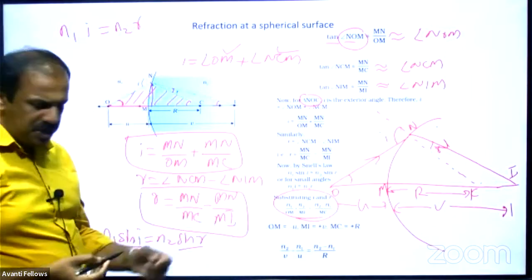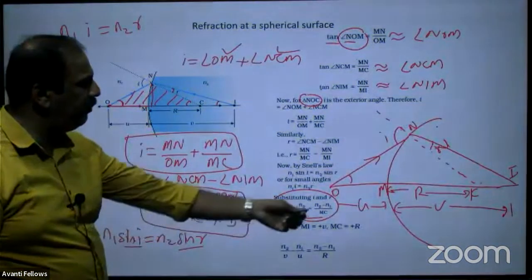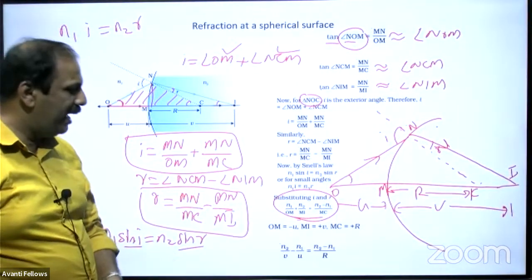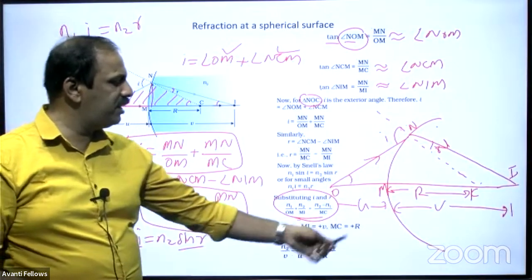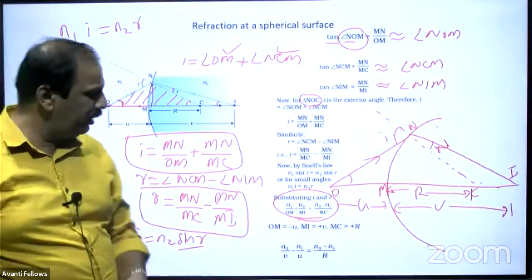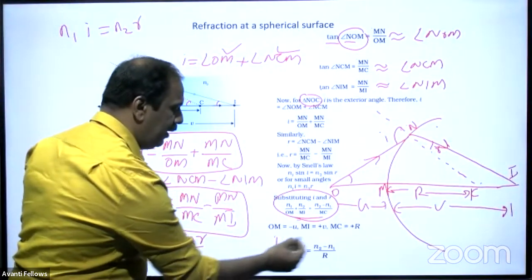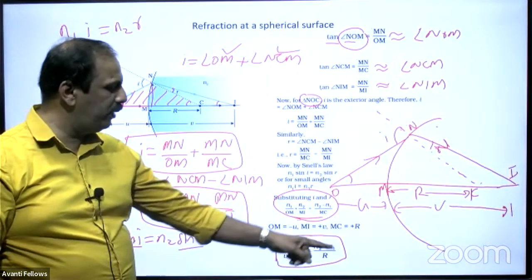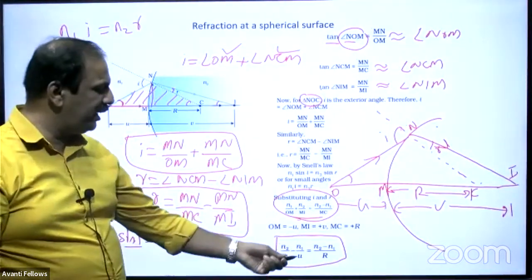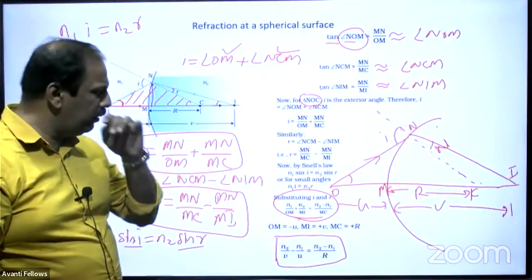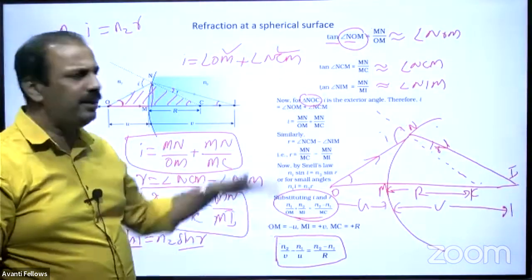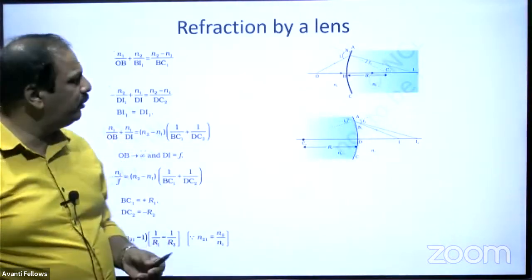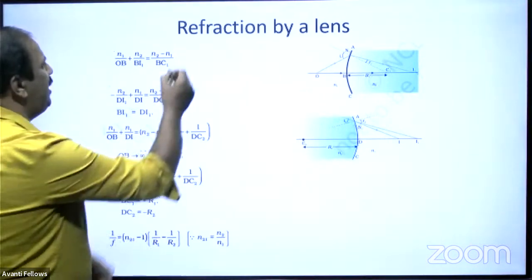In that equation, OM, MI, all those things you can substitute using OM is equal to minus U, MI is equal to plus V, and MC is equal to plus R. All these values we have to substitute, so that we will get N2 by V minus N1 by U is equal to N2 minus N1 by R. So you'll get an equation like this. This is important. Actually, nothing new in this one, just mathematical steps, so no need of spending more time on that.